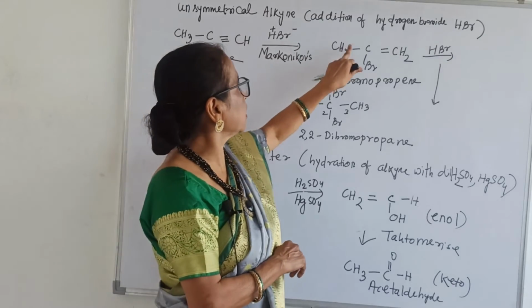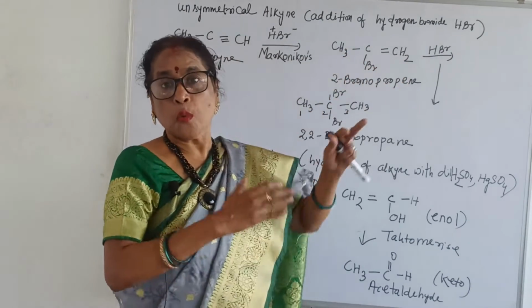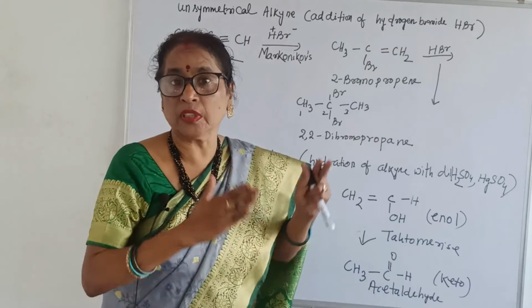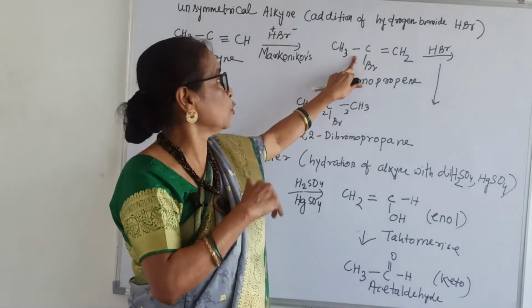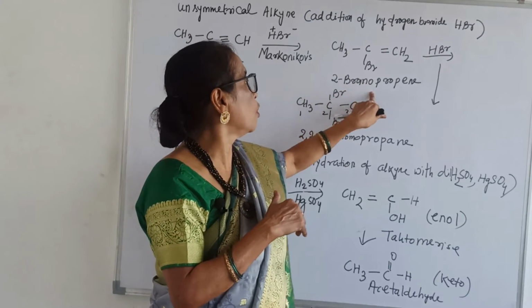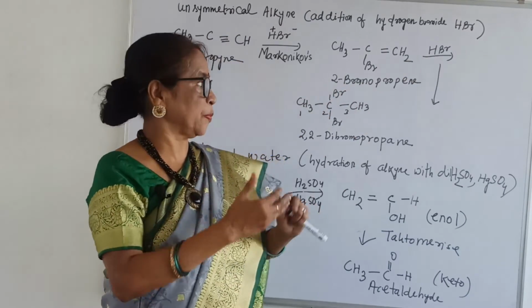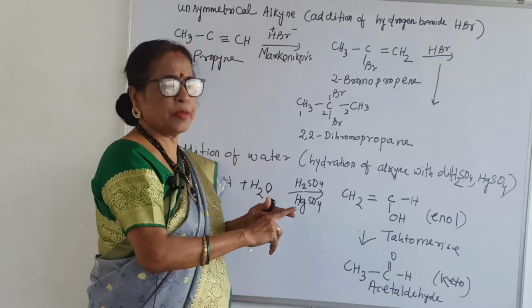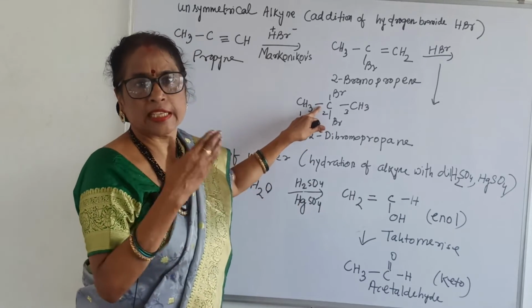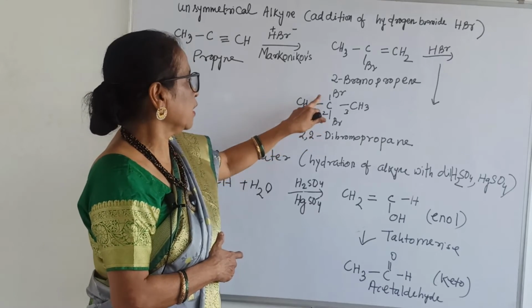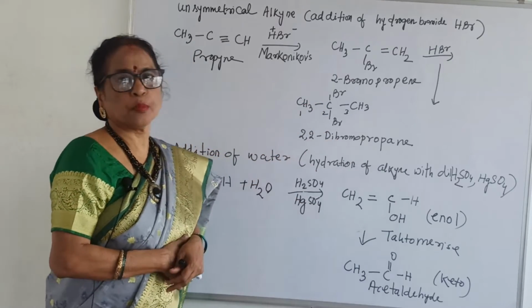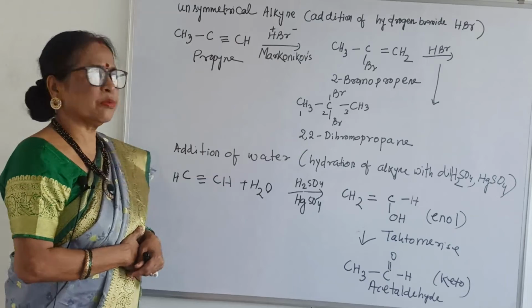So it changes to CH3, Br, double bond CH2. What is the original hydrocarbon there? That is propyne. And here bromine is attached in 2 position. So 2-bromopropene. And if you add HBr again, the bromine will come to 2 position because there is no hydrogen present. That is why here it is 2,2-dibromopropane.